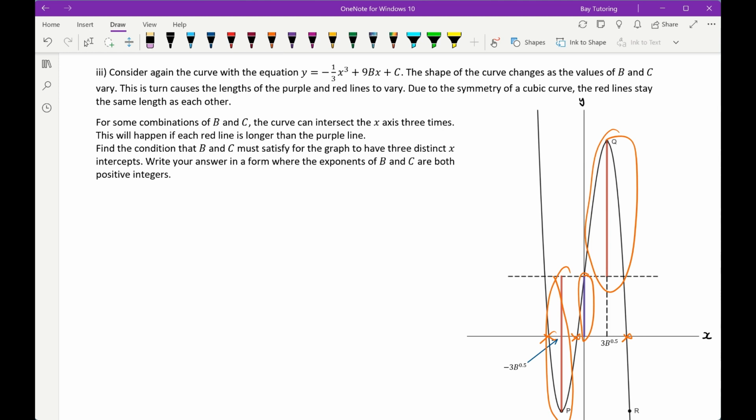Find the condition that b and c must satisfy for the graph to have 3 distinct x-intercepts. Write your answer in a form where the exponents of b and c are both positive integers. So remember, an integer is a whole number, so a positive integer is a positive whole number. We need to leave our answer where b and c have positive and whole powers.